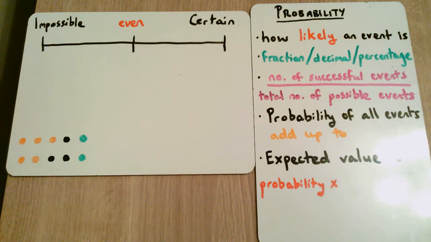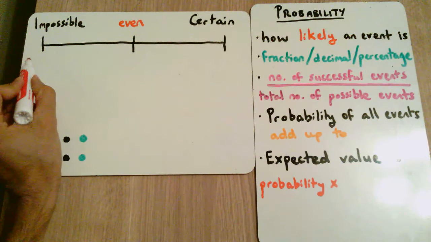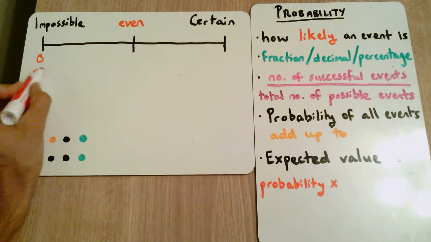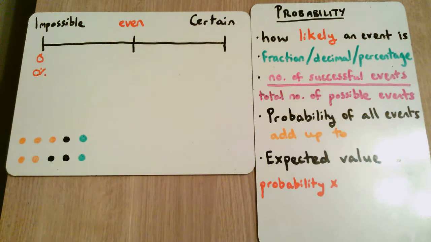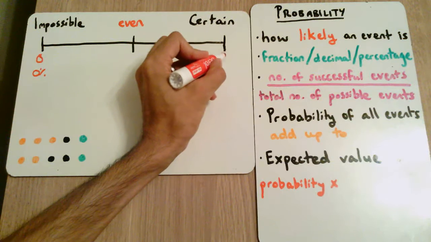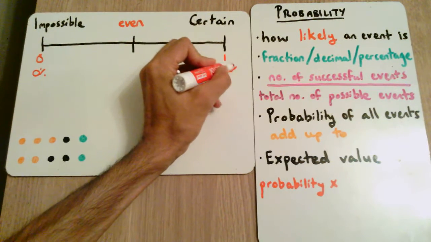Now, if something was impossible, you might say that there is a 0% chance of it happening. So if something is impossible, we give this a probability of 0 or 0%. Whereas if something is absolutely certainly going to happen, we give this a probability of 1 or 100%.